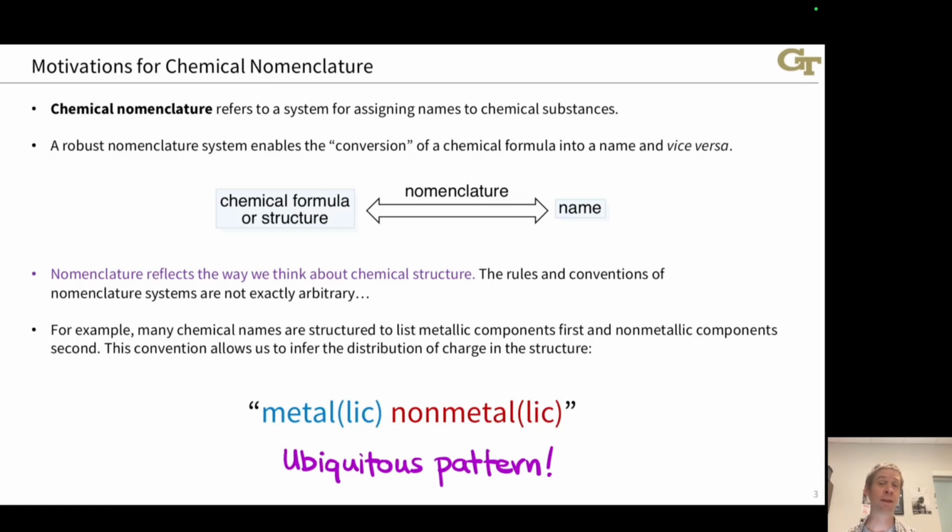This even holds in the names of molecular or covalent compounds, where the more metallic elements are listed first and the less metallic elements are listed second. And so the more positively charged atoms are listed first and the more negatively charged atoms are listed second. Automatic information about structure comes from the organization of that name.